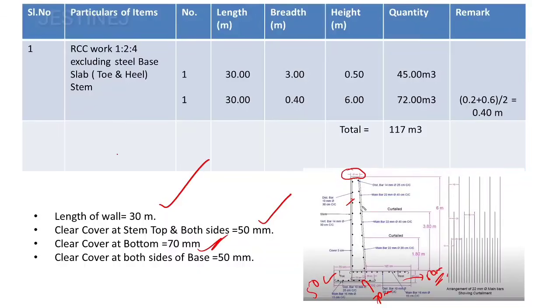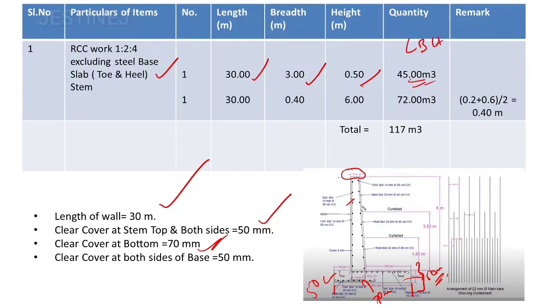Our first aim is to calculate the concrete required. The first case is the slab. The total length of the slab is the total length of the wall, 30 meter. The breadth is 300 centimeters, which in meters is 3 meter. Then the height of the slab is 0.5. So the quantity is L times B times H, and if you multiply, it is 45 meter cube.